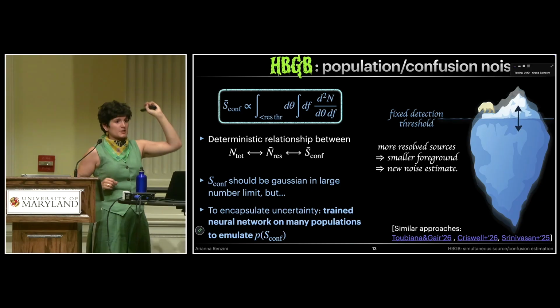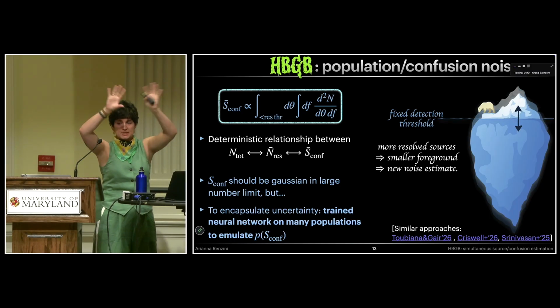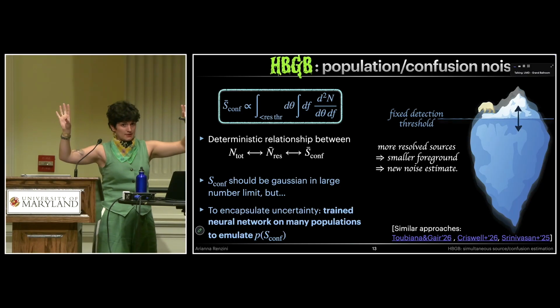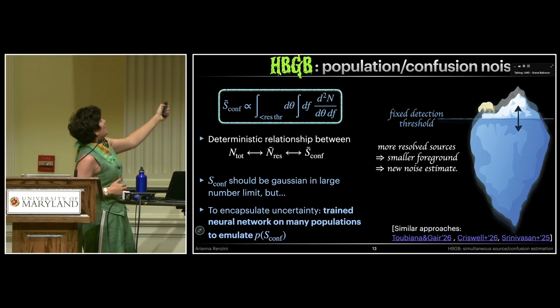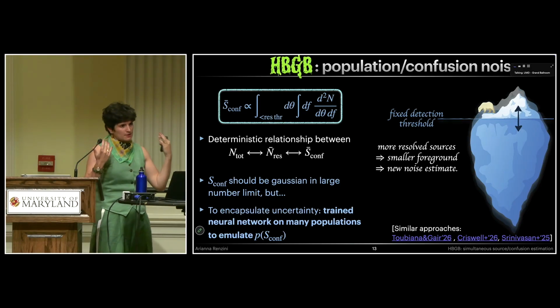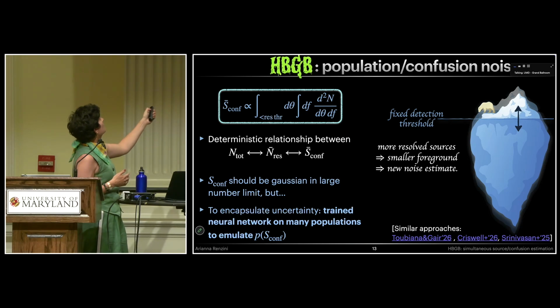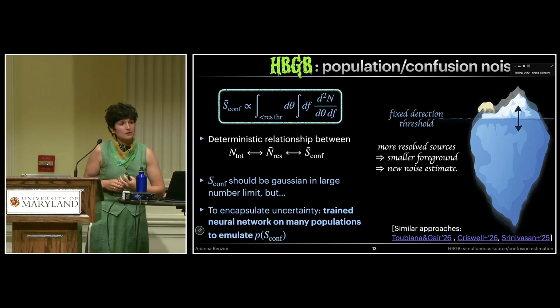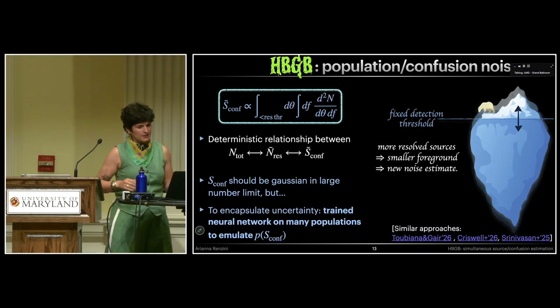So the expected number of resolved sources, the expected confusion foreground, and also the entire integral, so the total number of sources, are deterministically related in terms of expectation values. Now, what you have to add in is, of course, some uncertainty around that expectation, which may be Gaussian if you're in a large numbers limit. We actually don't take that limit. We train a neural network and emulate the probability distribution of the confusion noise directly. So just trust me, at this point, it's being taken into account.